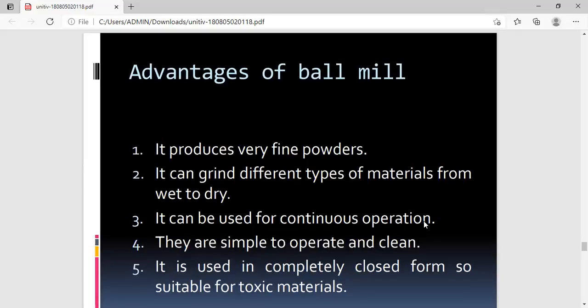What are the advantages of ball mill? Ball mill produces very fine powders. It can grind different types of material from wet to dry. It can be used for continuous operation. They are simple to operate and clean. It is used in completely closed form. That is, toxic materials or vapors or fumes or solution are not going to affect the persons who are in the area.